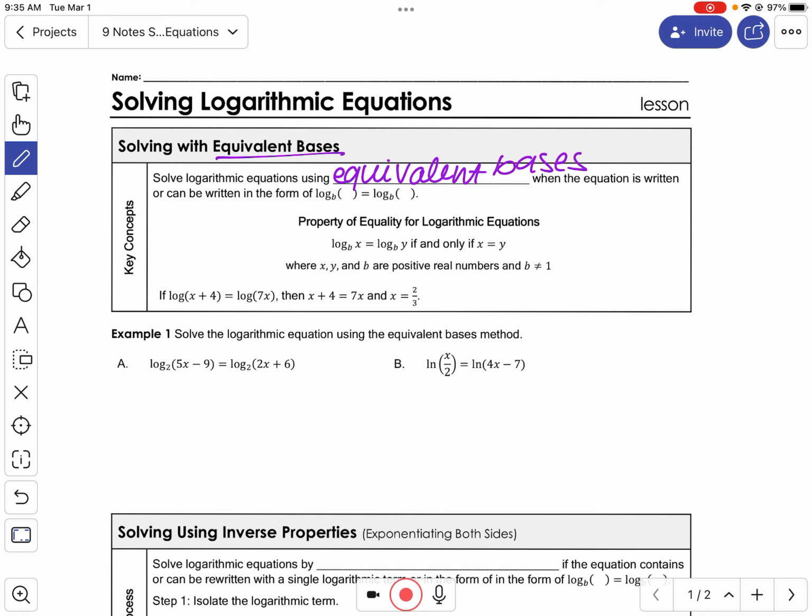is when the equation is written or can be written in the form log base b of x equals log base b of y. So if the bases on your logs match, that means that this x will equal this y. Okay, so you can set them equal and solve for x that way.